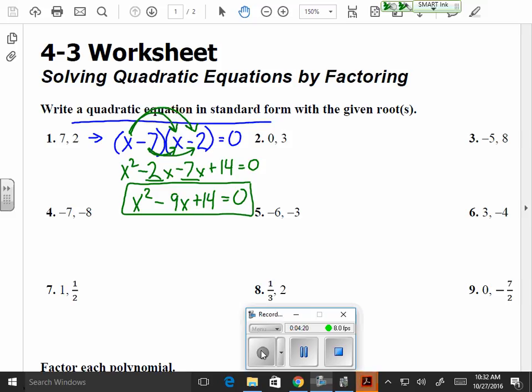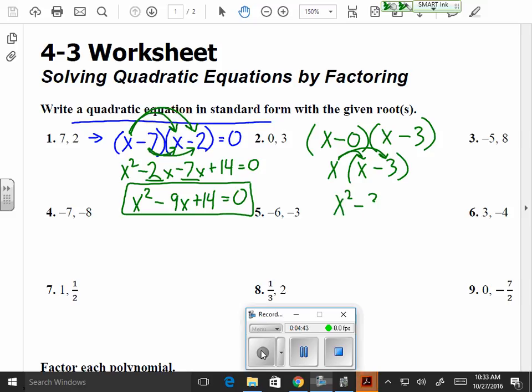And number 2, do the same thing, except it turns out a little bit different because it's a 0. X minus 0 times x minus 3 turns into x minus 0 is just x, and x minus 3. So when I distribute, instead of FOIL, it's x squared minus 3x equals 0.